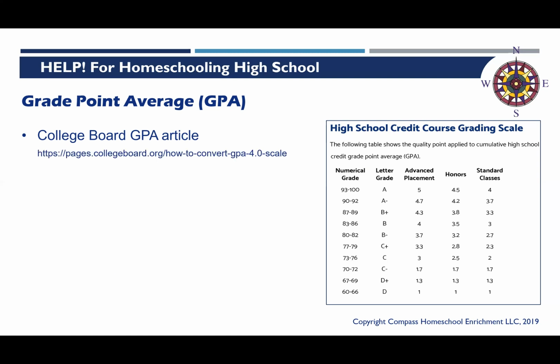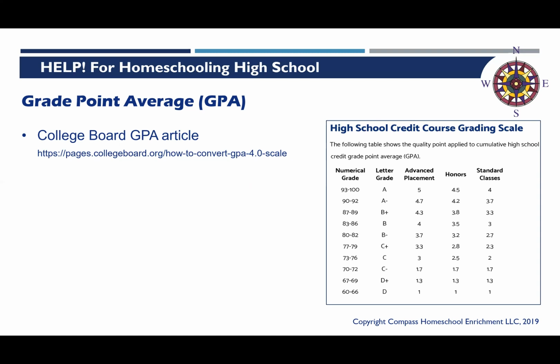The link to their article is provided here, but a key table from that article is provided on the right. Now you'll see the numerical grade ranges and the letter grades. This particular sample in the table shows a scale with pluses and minuses. If you go all the way to the right, you can see the standard value for each of those grades.